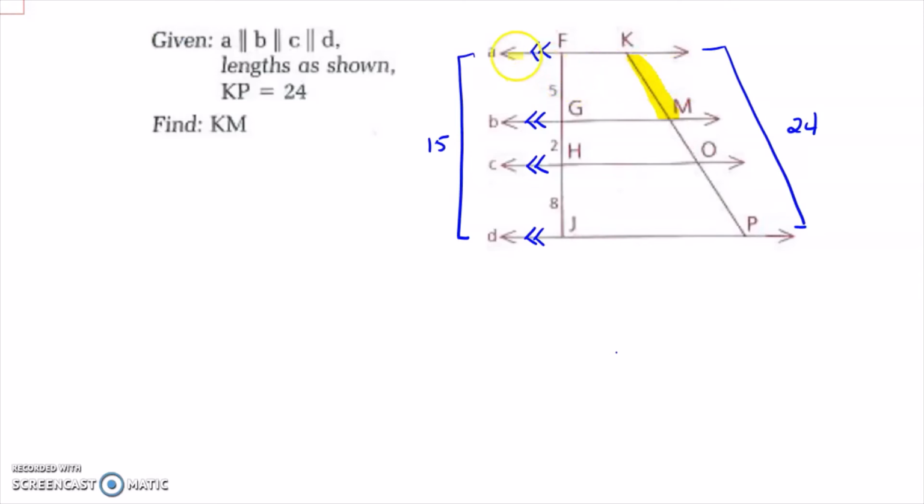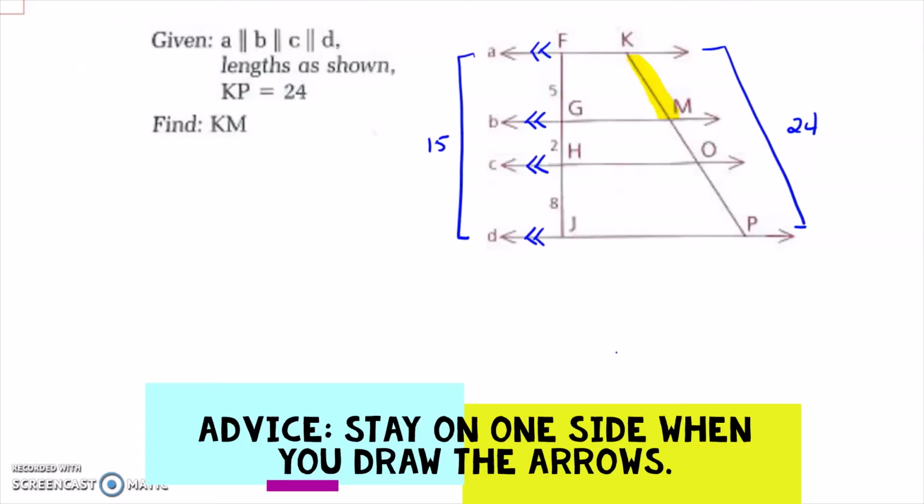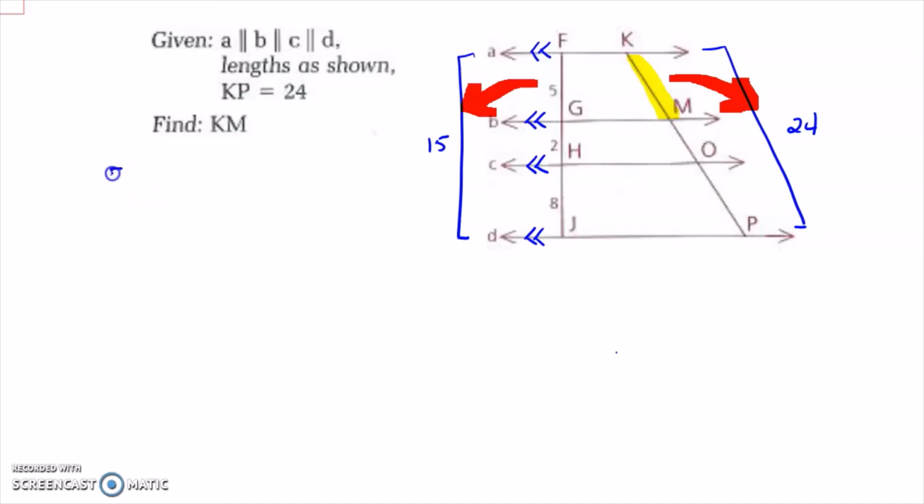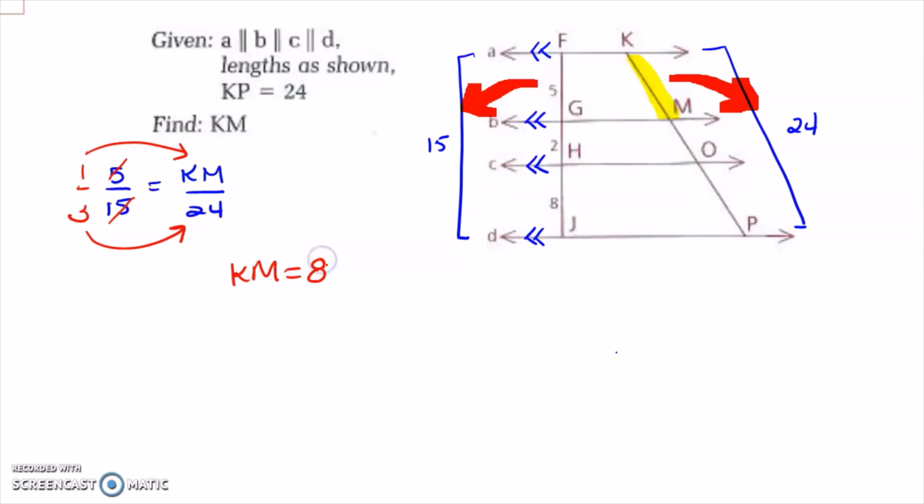So I can say 5 is to 15, the same way KM is to 24. Then you could do means extremes product. I, however, notice that this can be reduced. And then 8 times 3 is 24, so 8 times 1, KM is 8.